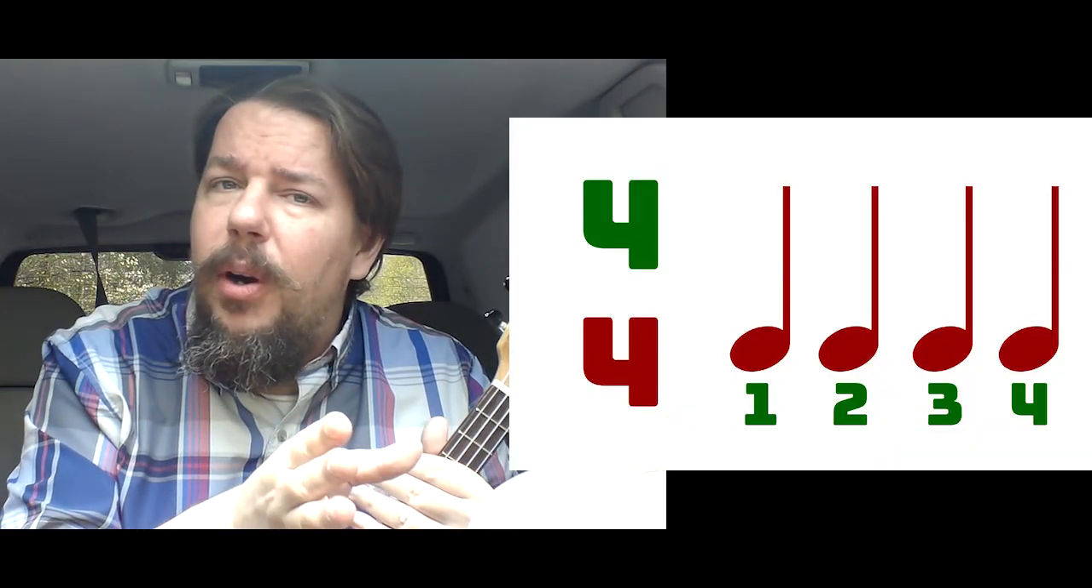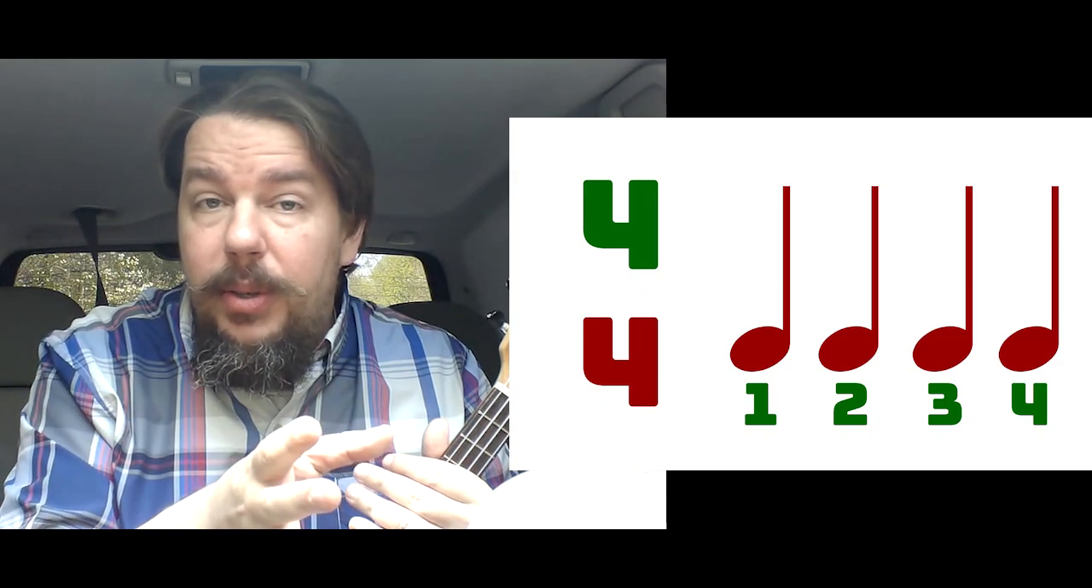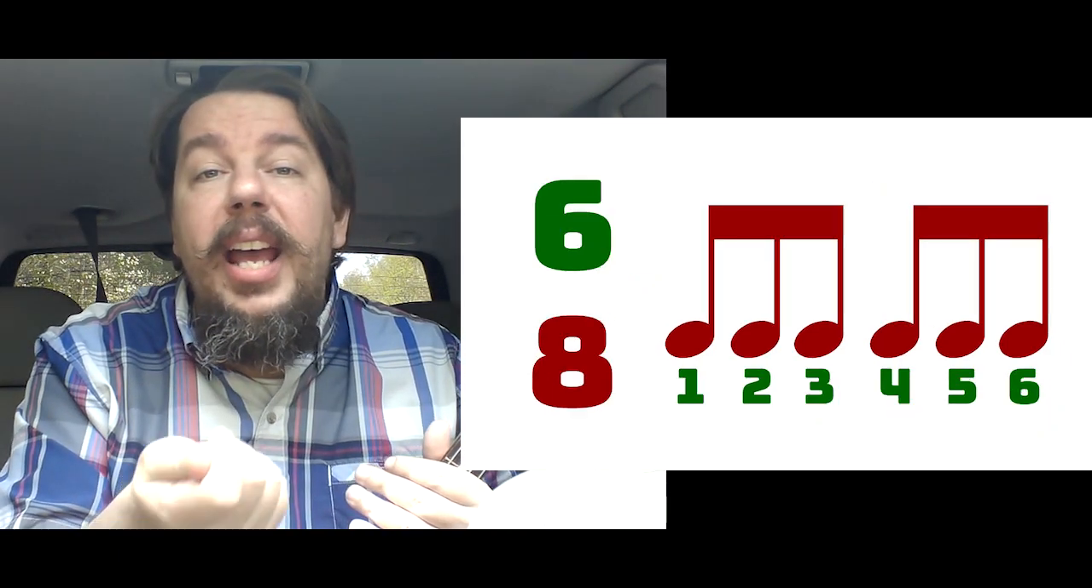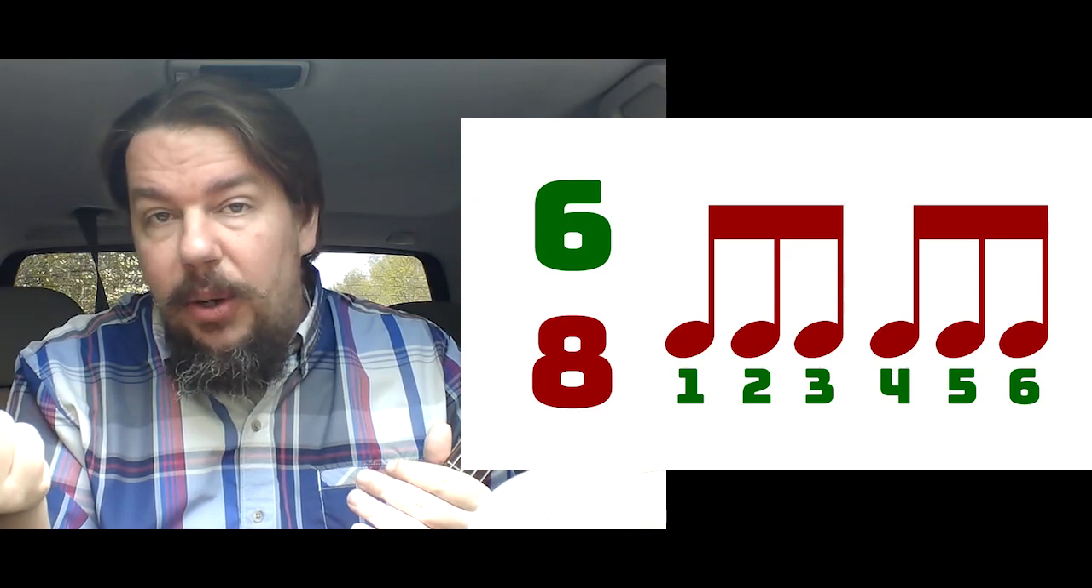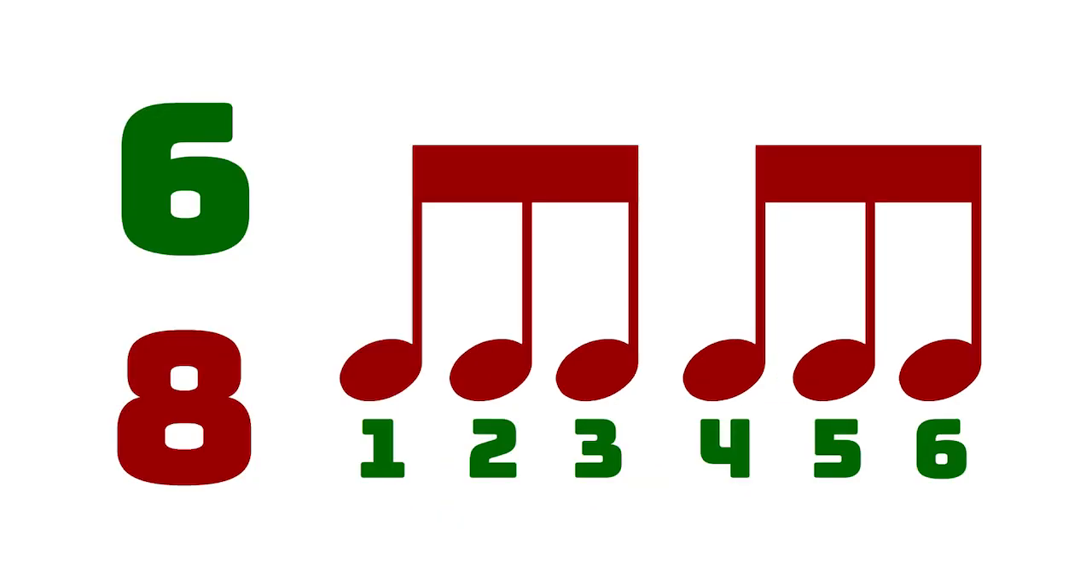So when I had the 4, that represented the quarter note. And when I replace that with the 8, 8 represents the 8th note. Since I'm in 6/8, that means I'm going to have 6 8th notes in each measure.